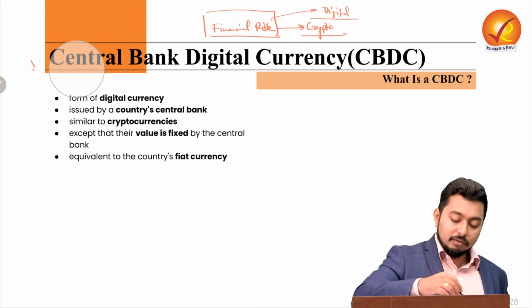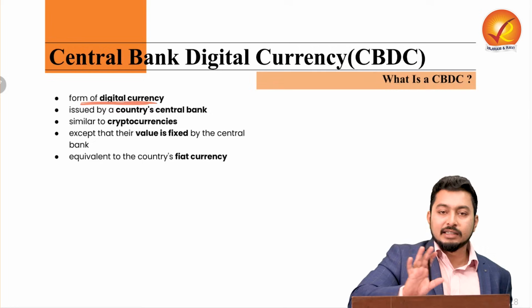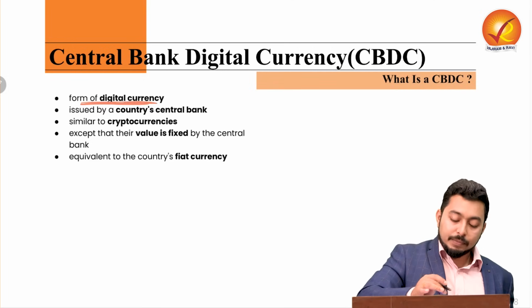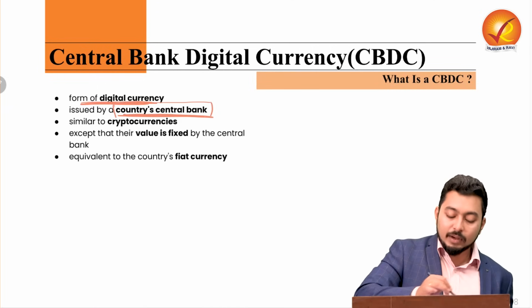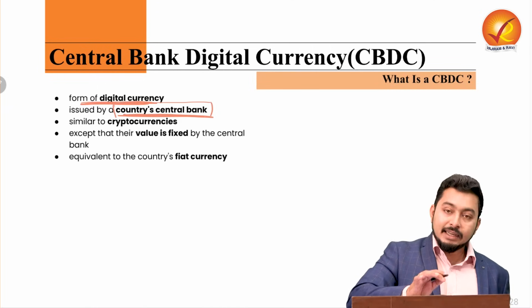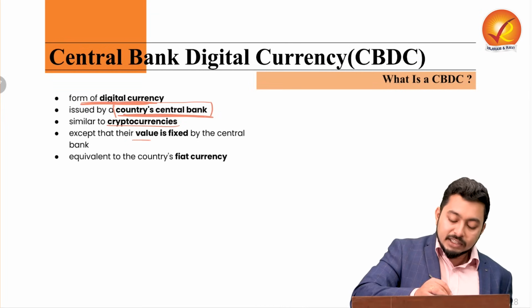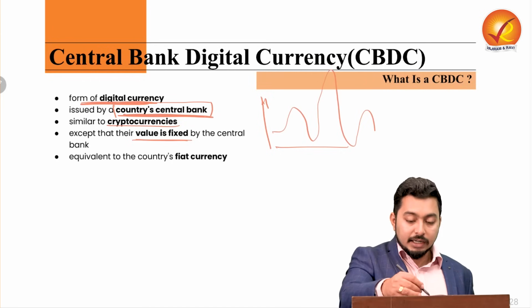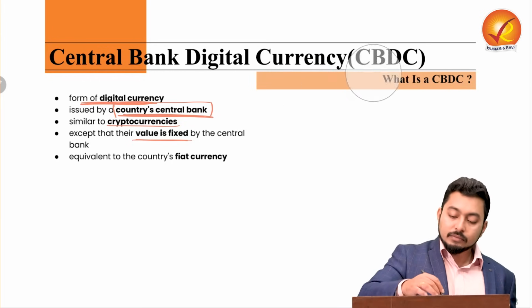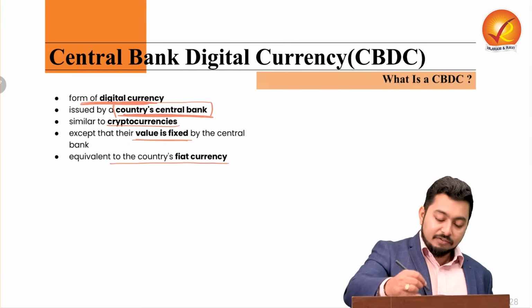And let's understand how it works. So it is a form of digital currency, right? It is a digital currency just like any other currency, but it is issued by the central bank. It is not issued by an individual, or it is not peer to peer. It is issued by the central bank. That means it is legal tender. Then it is similar to cryptocurrency in the sense that it is a digital asset, but its value is fixed. So there are no fluctuations, bust and boom cycles which go on in cryptocurrency or any digital assets. Then it is as good as cash.